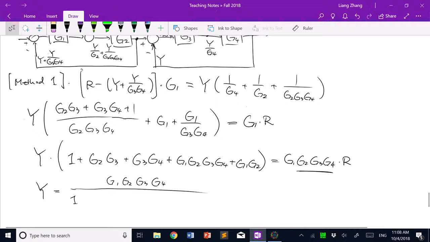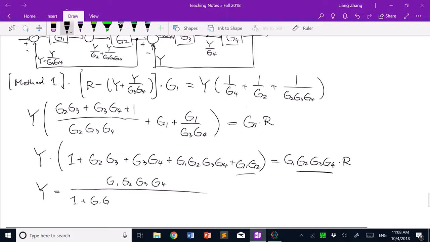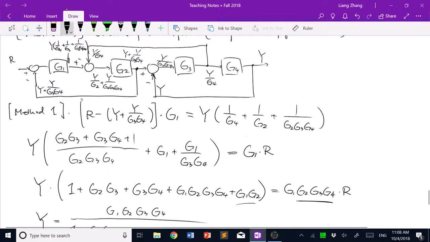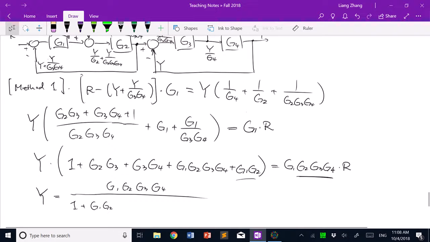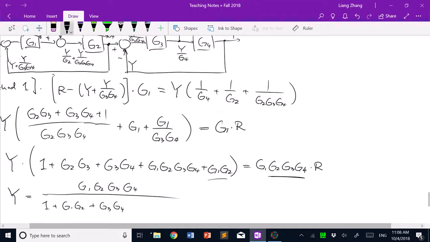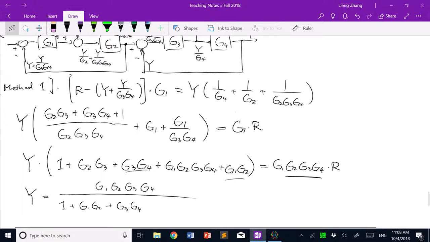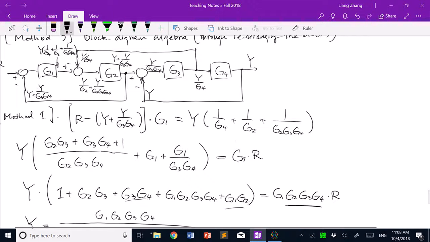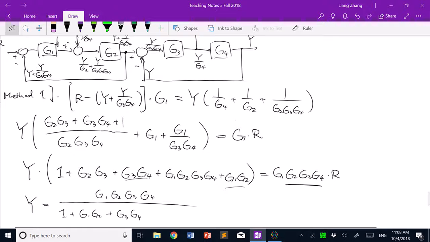We have 1 minus all the loop gains, right? What are the loops we have? We have 3 loops. First loop here, G1, G2 coming back with a negative sign. That's 1 minus the gain of the first loop. The other loop I have here, G3, G4 coming back with a negative sign. So it will be minus, minus giving plus.